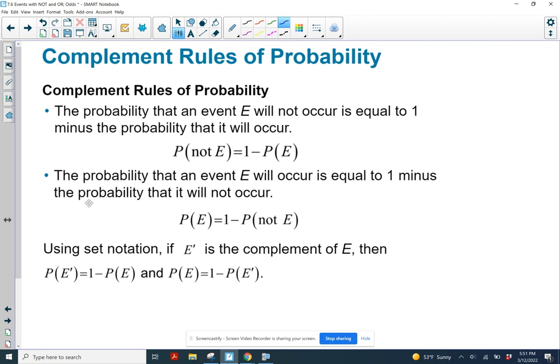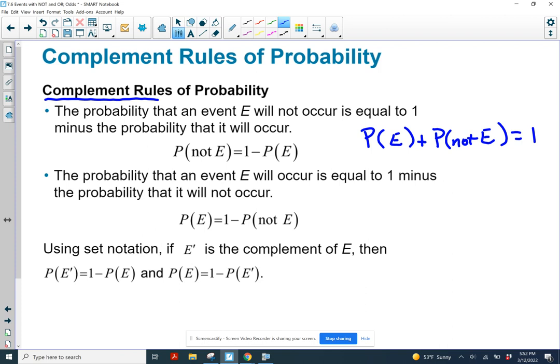Okay, so we'll talk about the complement rules of probability. So the probability that an event will not occur is equal to 1 minus the probability that it will occur. So we think about it, the probability of E plus the probability of not E. So E either happens or it doesn't happen. So that probability needs to be 1 because either it happens or it doesn't happen.